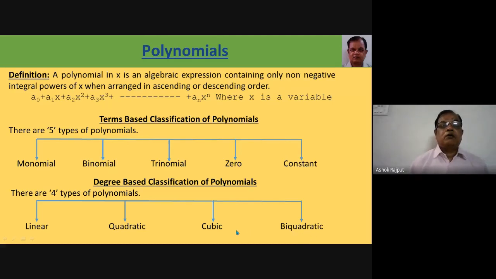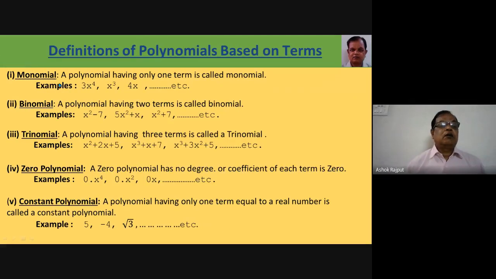Now we are going to define the terms-based polynomials. First we define the monomial. A polynomial having only one term is called a monomial. As we are seeing here, 3x raised to the power 4, x cube, 4x, et cetera. In this way we can write many examples. We have written here 3. Here we see the term is only one.